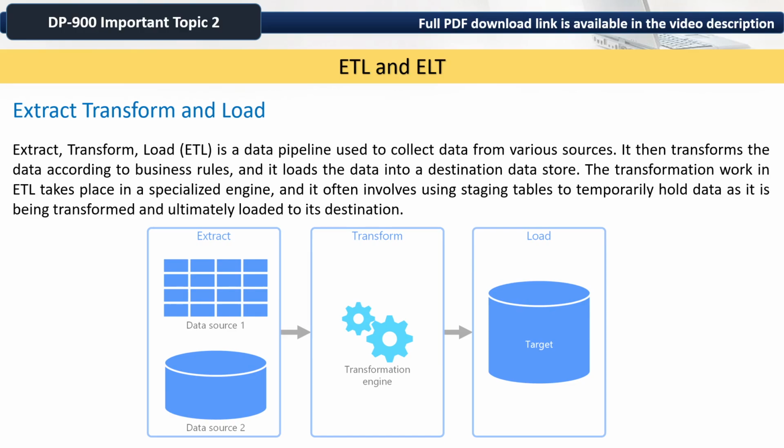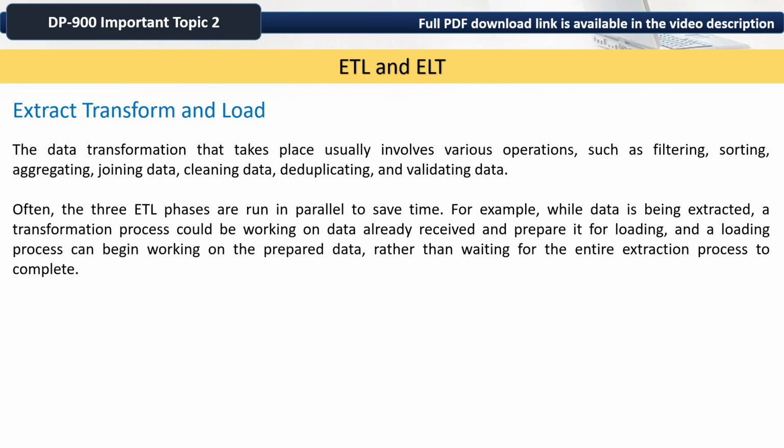You can see from the following diagram, the data is first extracted from different sources. Then it goes through the transformation engine, and then it is loaded in the target database. The data transformation that takes place usually involves various operations such as filtering, sorting, aggregating, joining data, cleaning data, deduplicating, and validating data. Often, the three ETL phases are run in parallel to save time.